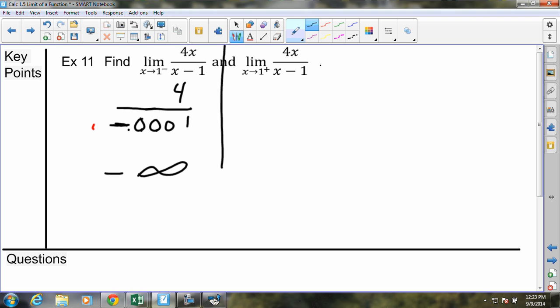On the right-hand side, we have the same issue. 4 times 1.000001 is really close to 4. And 1.000001 subtract 1 is really, really small, but positive. And so this is one that we would have blowing up to be a positive infinity because we are still guaranteed to have 2 positive numbers.